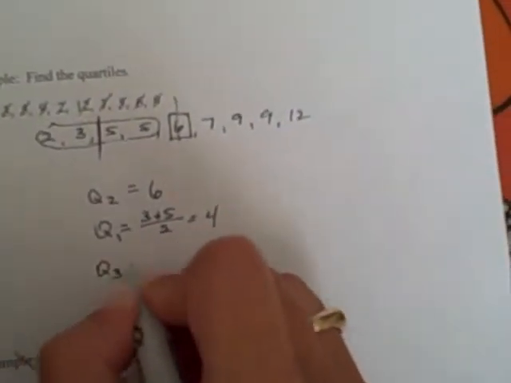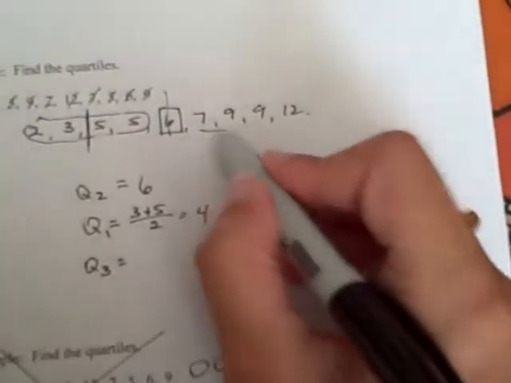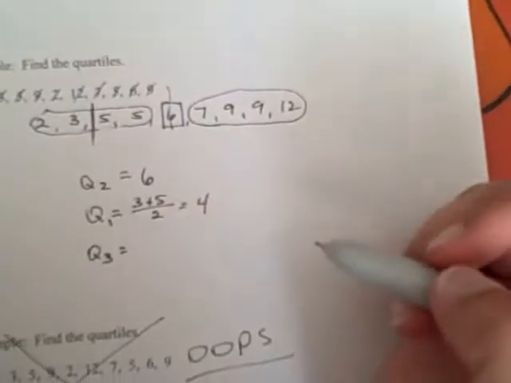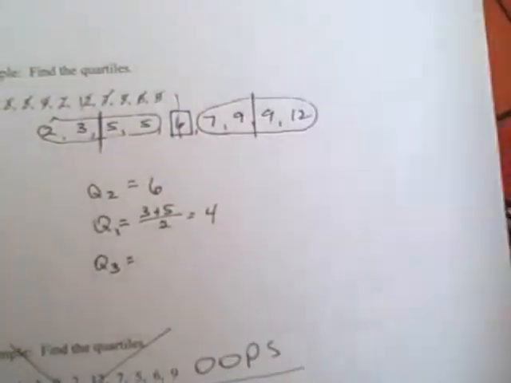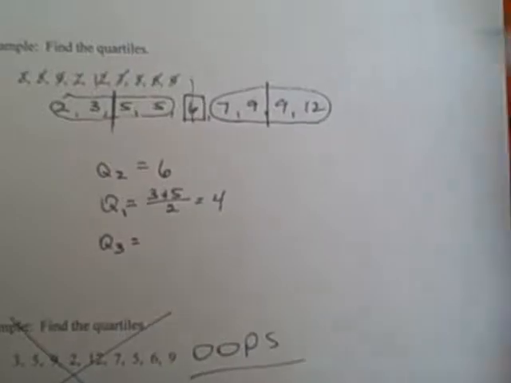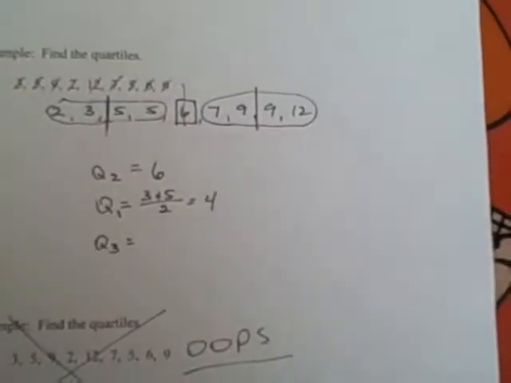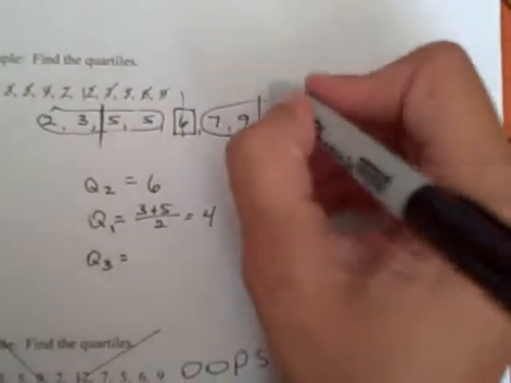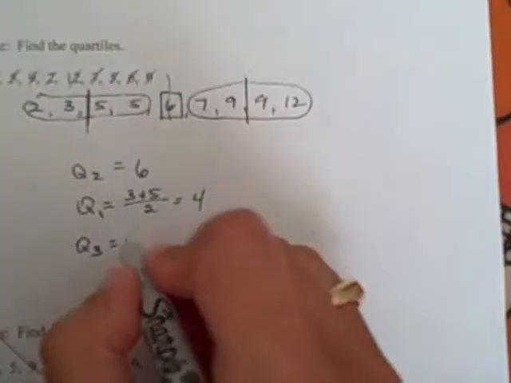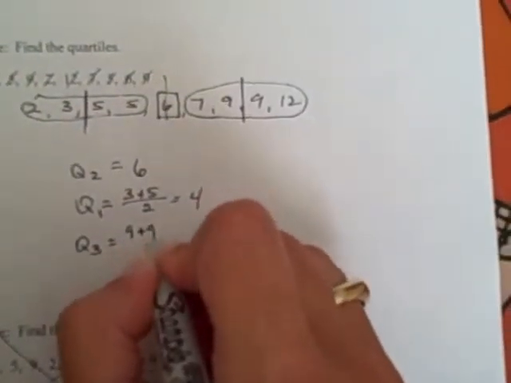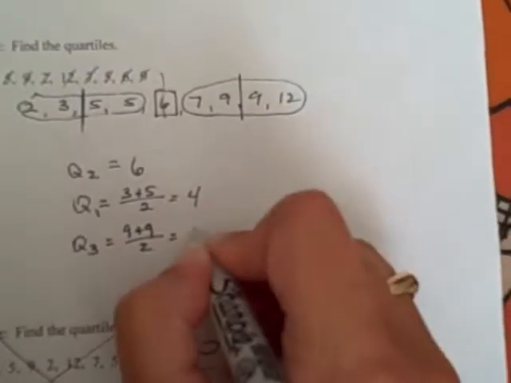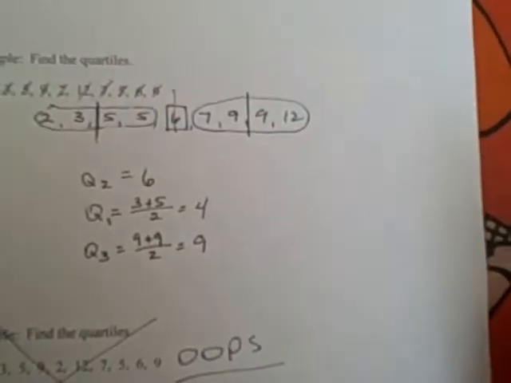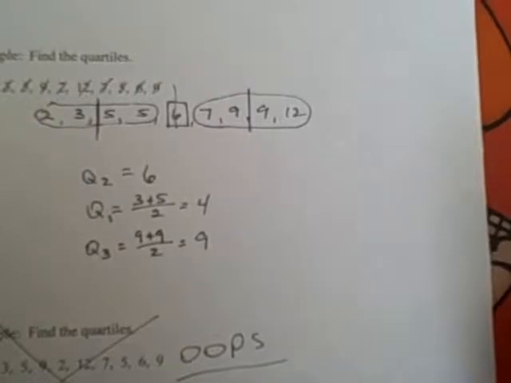The third quartile, we look at the top half. Okay, the 7, the 9, 9, and the 12. Well, the third quartile, or the median of the top half, falls between the 9s. Well, there's nothing between a 9. That Q3 would be 9. If you really want to go through, you could go 9 plus 9, which is 18, divided by 2 is 9. Okay? Good.